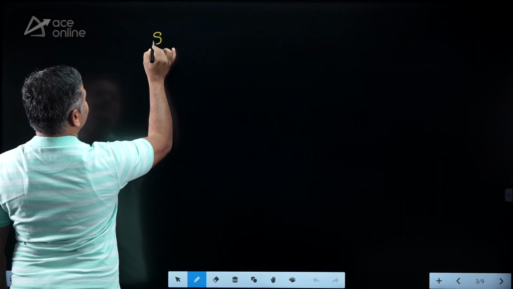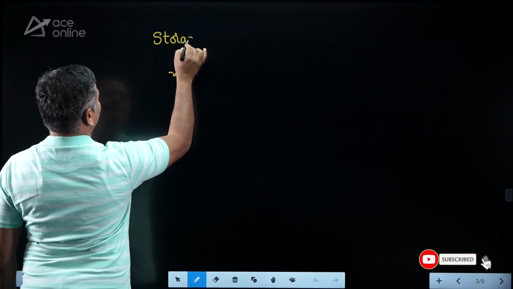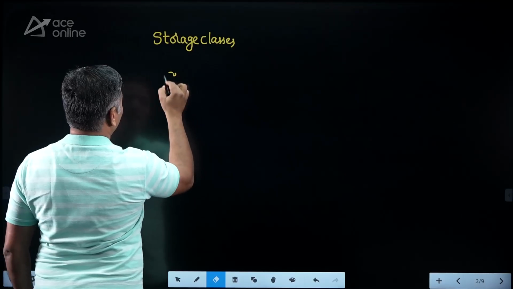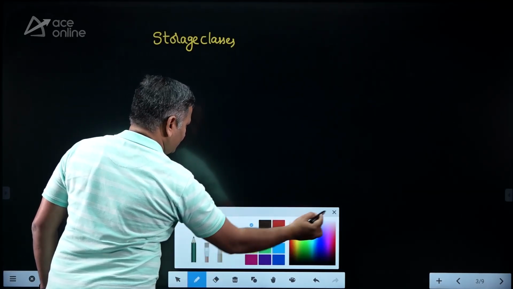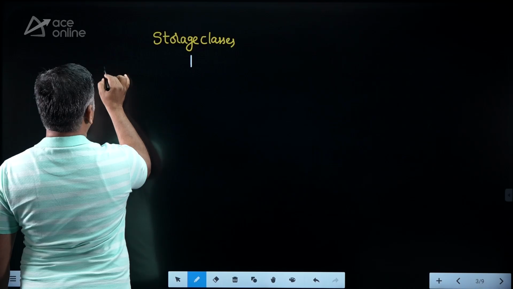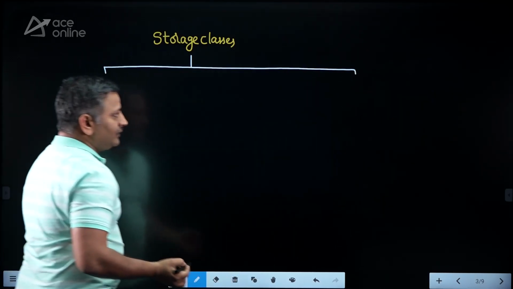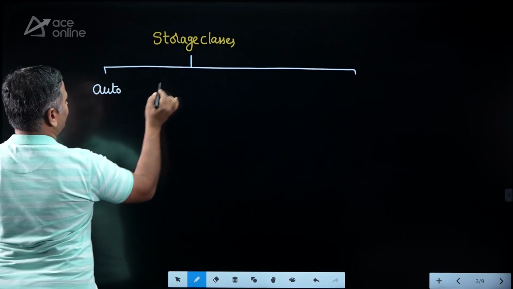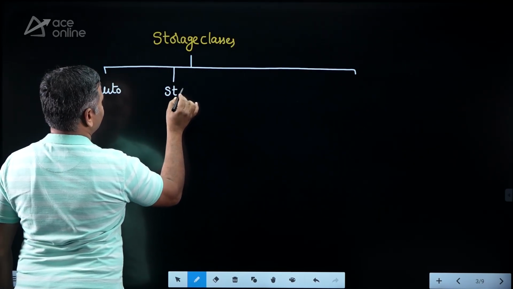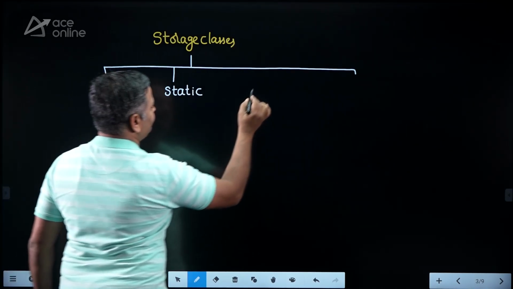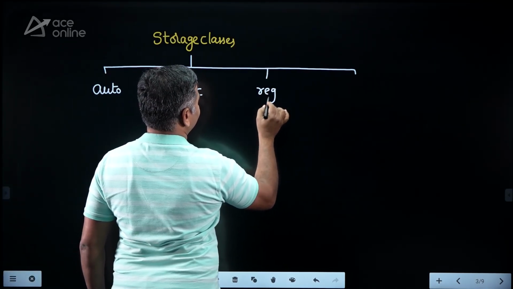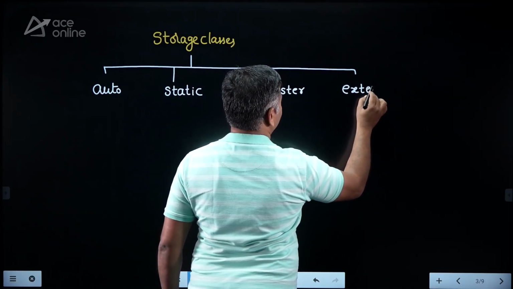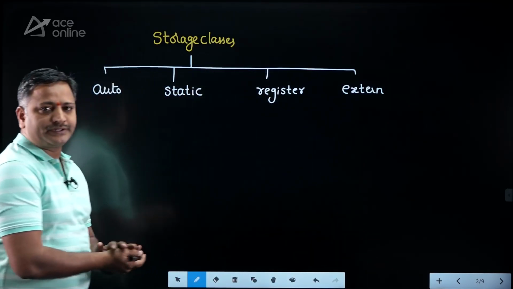When it comes to storage classes, there are 4 types of storage classes in C. First one is called auto storage class. Second one, static storage class. Third one, register. And fourth one, external storage class. So we have 4 types of storage classes.